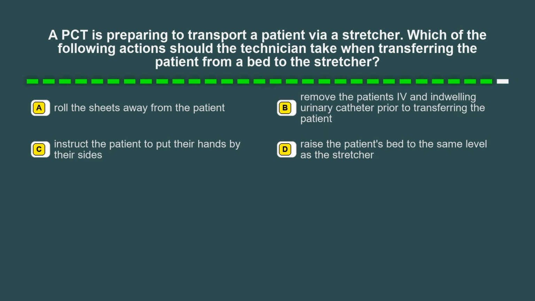Question 2. A PCT is preparing to transport a patient via a stretcher. Which of the following actions should the technician take when transferring the patient from a bed to the stretcher? Option A. Roll the sheets away from the patient. Option B. Remove the patient's Foley indwelling urinary catheter prior to transferring the patient. Option C. Instruct the patient to put their hands by their sides. Option D. Raise the patient's bed to the same level as the stretcher.